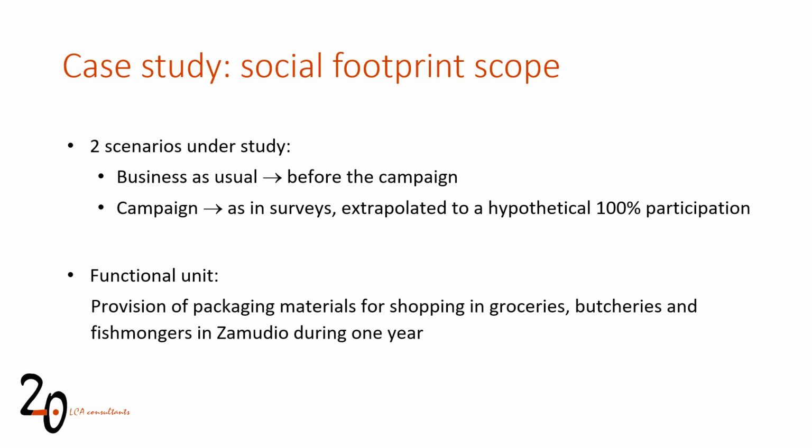In order to apply the social footprint method to this case study, we considered 2 scenarios. One that we call business as usual, which reflects the shopping habits before the campaign. And then we have a campaign scenario, which reflects the changes in habits according to the surveys, but extrapolated to a hypothetical situation where 100% of the population, and not only 37%, would take part in the prevention campaign. And then the functional unit to compare the 2 scenarios is the provision of the affected packaging materials in Zamudio for 1 year.